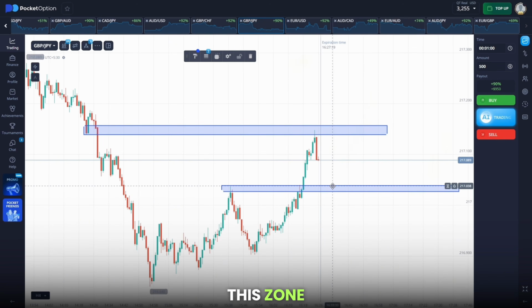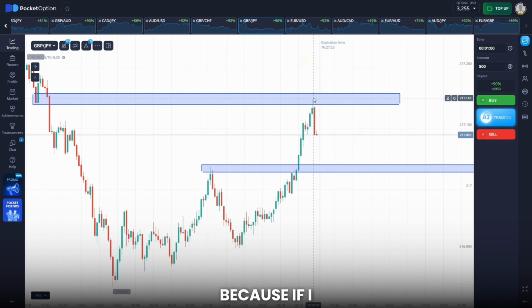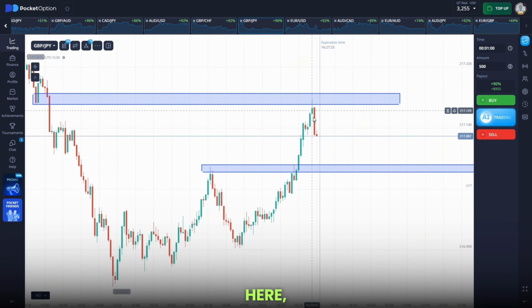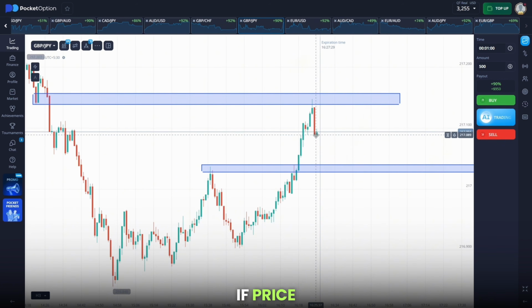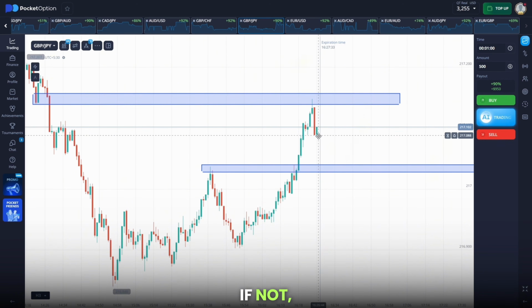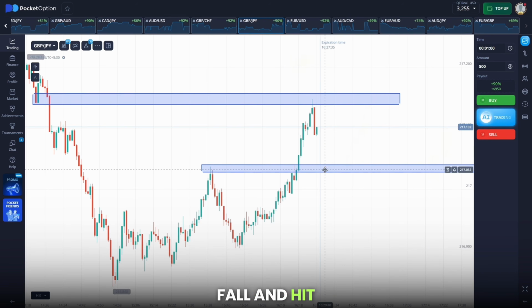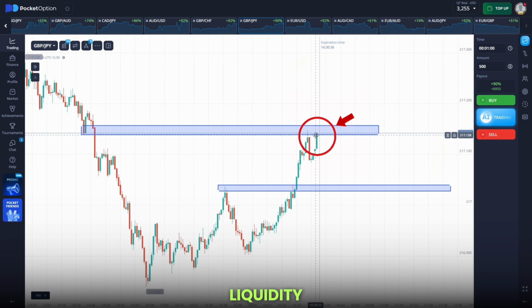Let's use this zone for a reversal in the upside direction, because if I fail to find an opportunity here, I can use this zone for the reversal. Let's see. If price goes up again, I will use this zone one more time for the reversal. If not, then I will wait for the price to fall and hit this zone. Let's wait now. Price hit the liquidity one more time.